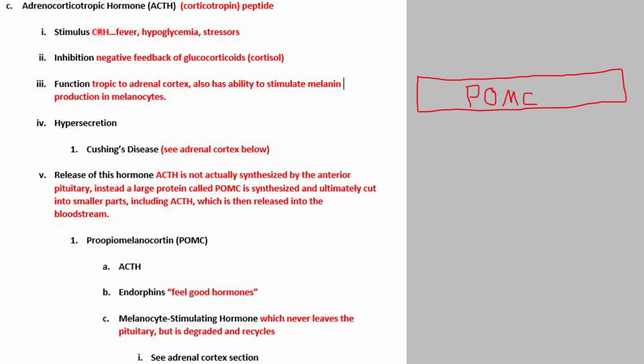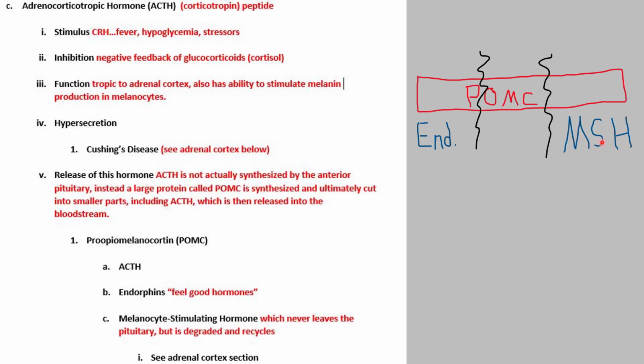Pro-opiomelanocortin, spelled out down here, this is how the anterior pituitary responds to CRH. CRH from the hypothalamus tells the anterior pituitary make pro-opiomelanocortin. This is a big, gigantic protein in the anterior pituitary. And as soon as it's made, it's cleaved into 3 pieces. One of those pieces becomes endorphins. Endorphins are the feel-good hormones. When these are released, for example, when you eat chocolate, that also causes the release of endorphins. These are what make you feel good.